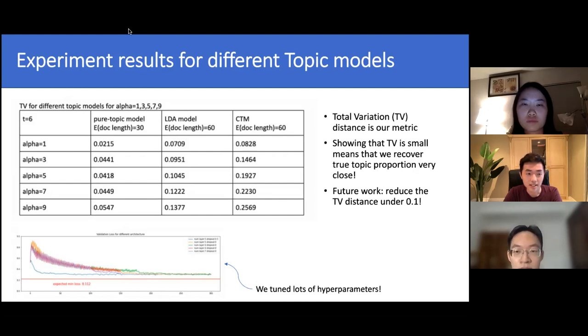To get these results, we tuned a lot of hyperparameters, including the number of layers and the kinds of connections within our neural network, such as residual connections. In general, when alpha is small, which means the topics are very different, our model can achieve a very good result, recovering a topic posterior that is less than 0.1 away from the true topic posterior.